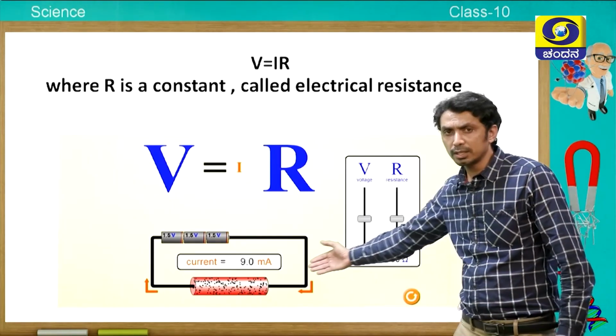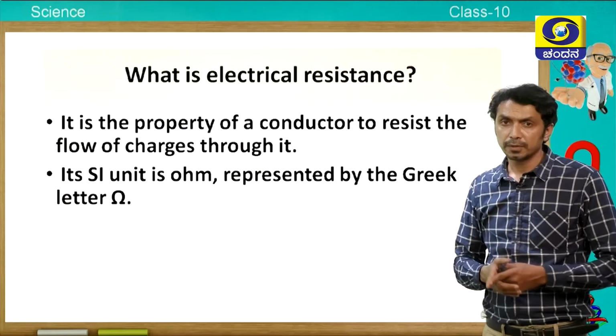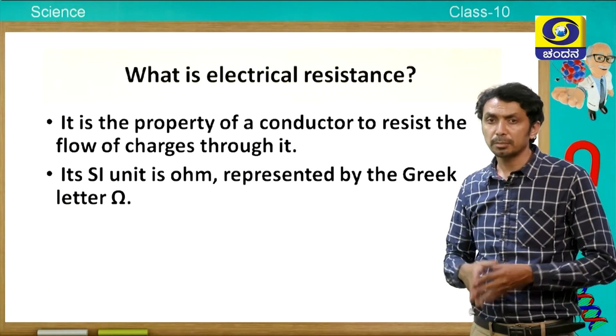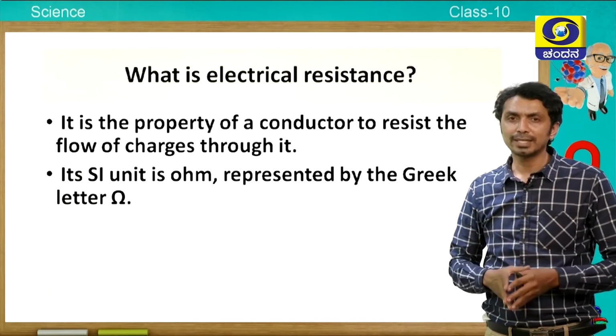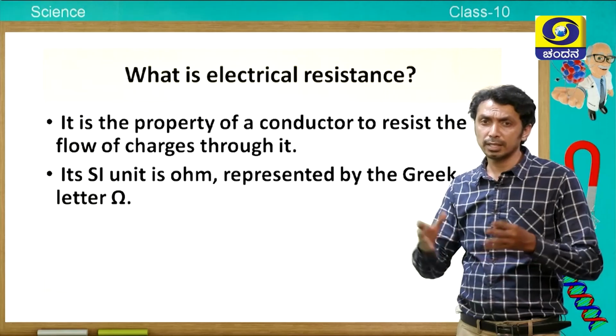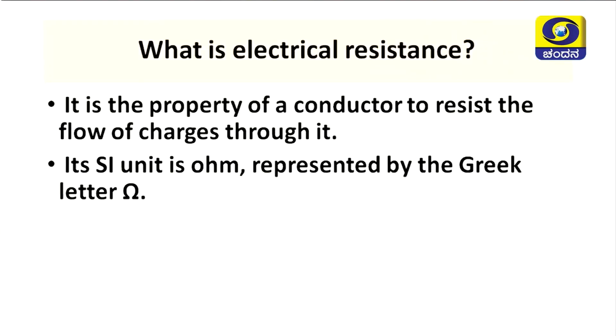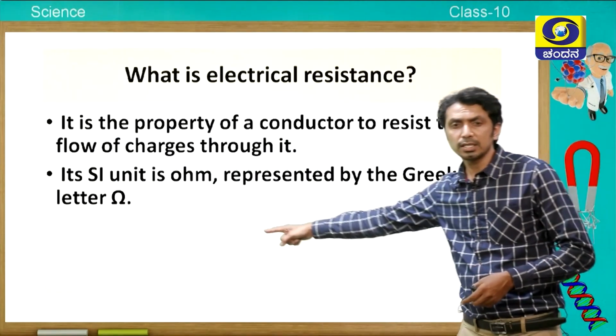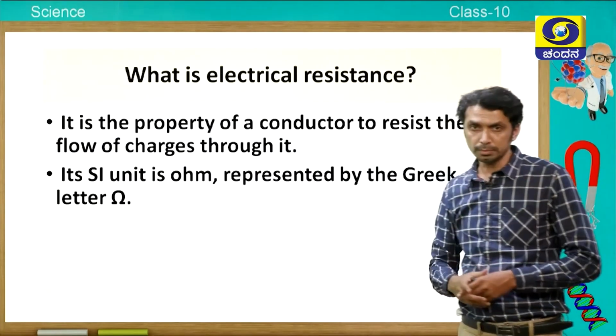So what do you think? Do we need such obstruction? Yes, you are right. We need such obstruction because we want to control our devices. Otherwise, all of the devices get burnt out. Now, to measure resistance, there is a unit called ohm, which is the Greek letter omega. As you can see, this is the symbol of ohm.